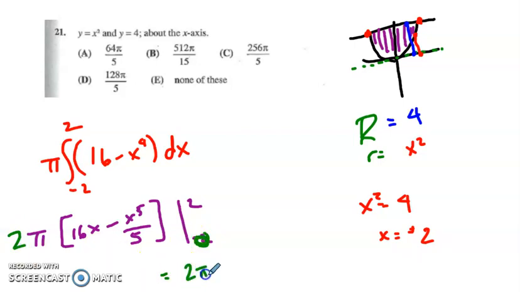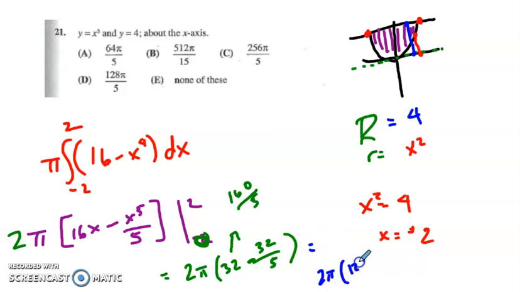So I have 2 pi times, and then 16 times 2 is 32, minus 2 to the 5th is 32 over 5. So I need to work all of this out. 32 minus 32 over 5. Well, let me do it this way. 32 is going to be 160 over 5. So 160 minus 32 is 128 over 5.